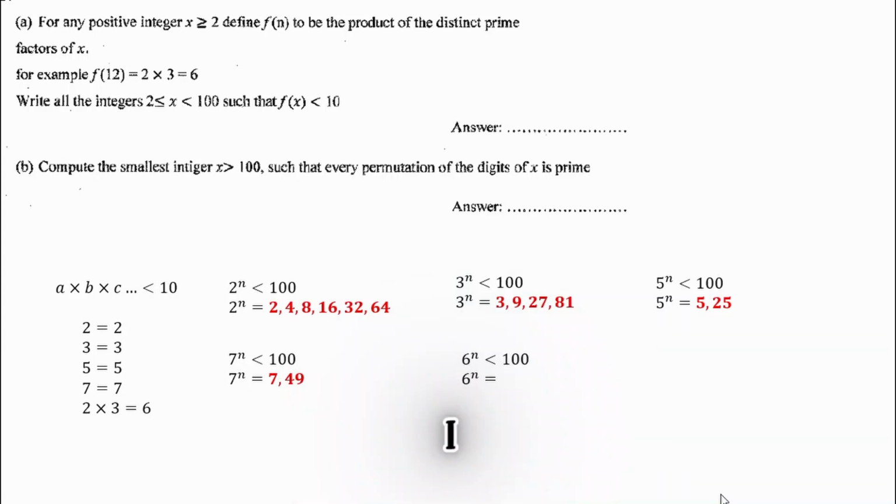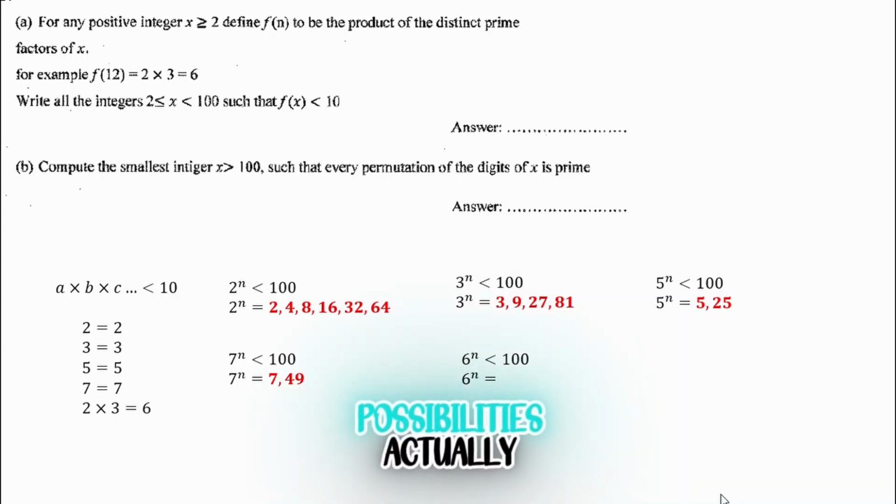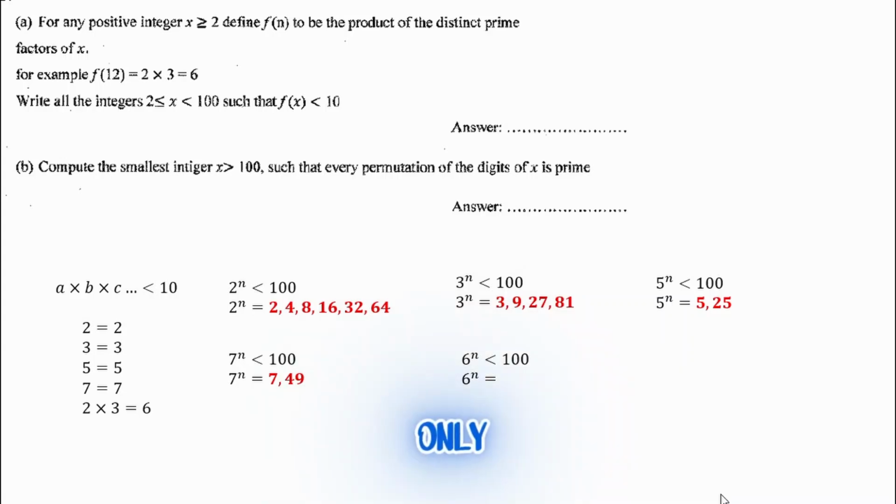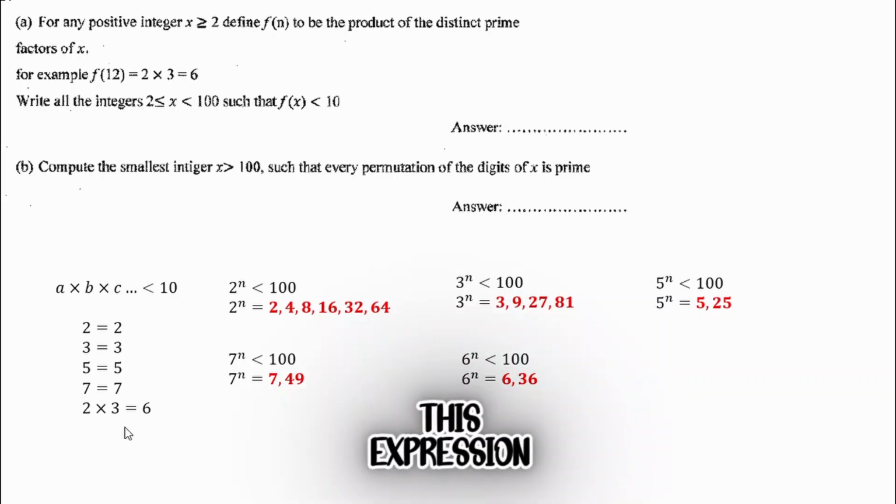So guys, here I only have a few possibilities actually, where there are only 2, which are 6 and 36. Because 6 cubed is going to be much more larger. So 6 and 36 are those relevant values. Now we are moving on to the hard one. 2 times 3, the left side of this expression.